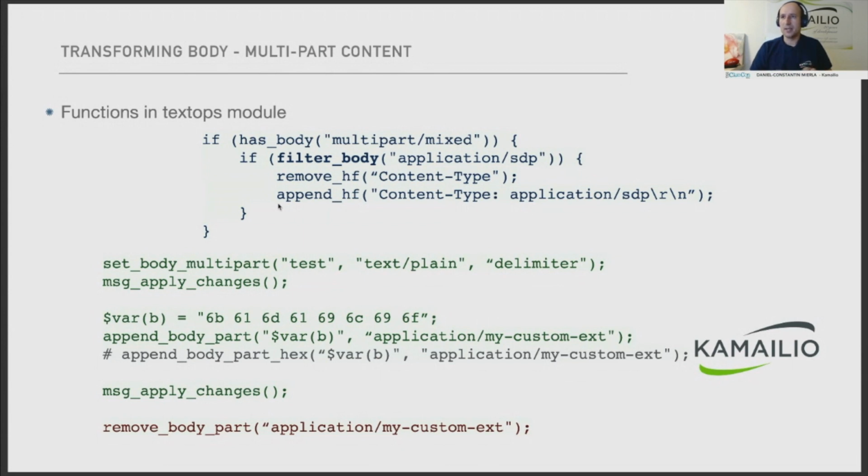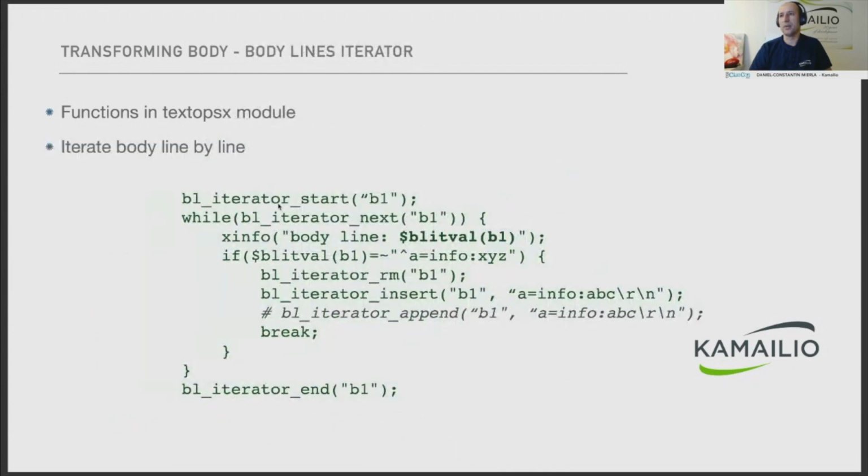So set_body_multipart will turn it into the multipart body type of message. Apply changes so everything is visible, and then you can add your parts with append_body_part or append_body_part_hex. That's useful when you need to add some binary data, and it's not easy to give it via the config file, which is a text file. You can also remove a part, remove_body_part. This is also possible from the same module.